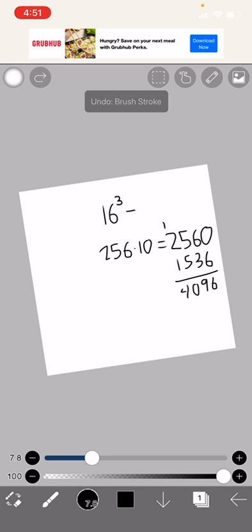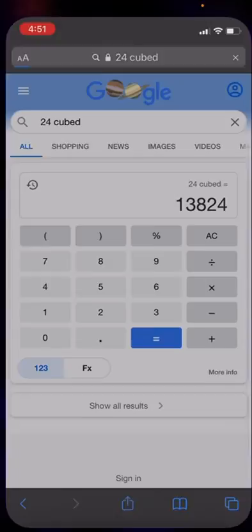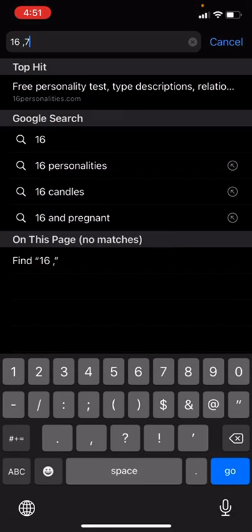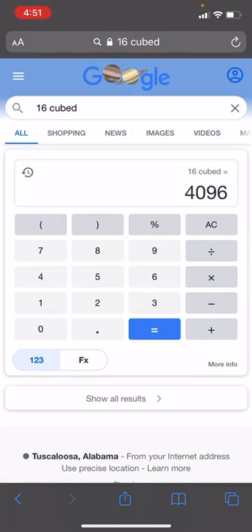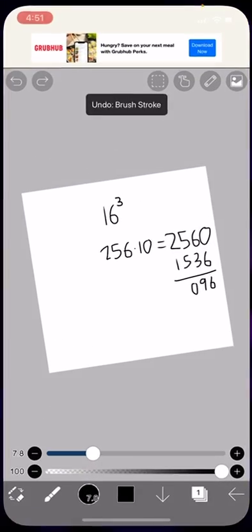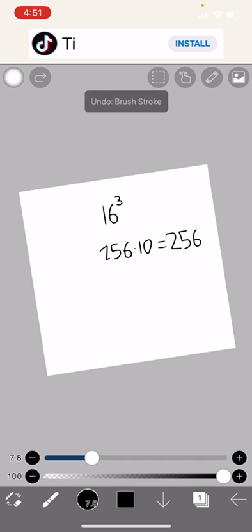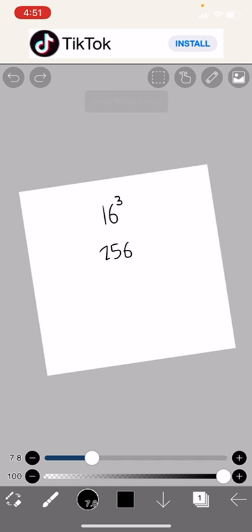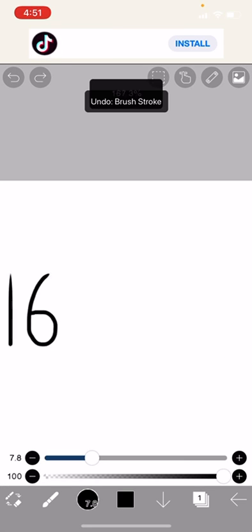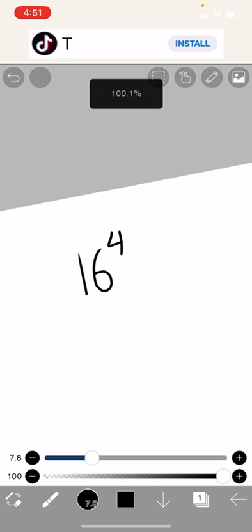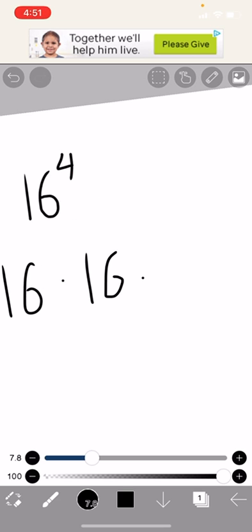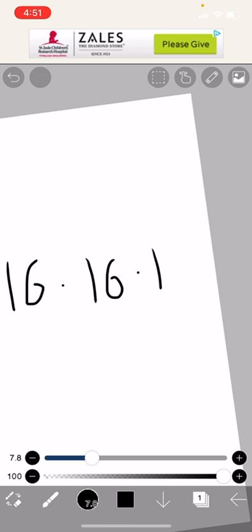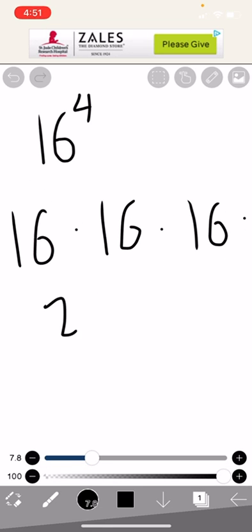So, that's nice and easy. Let's go look, see, I'm right. It's correct, my dude. What else do we want to do? Say we want to put something to the 4th power. Say we want to put 16 to the 4th power. So it's going to be 16 times 16 times 16 times 16, or 256 times 256.